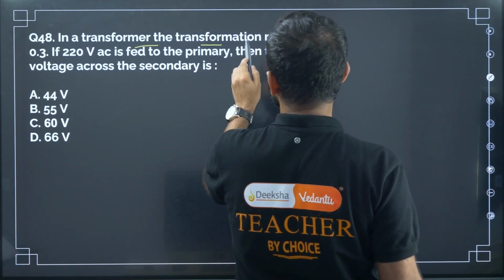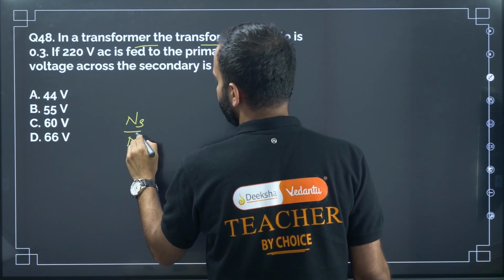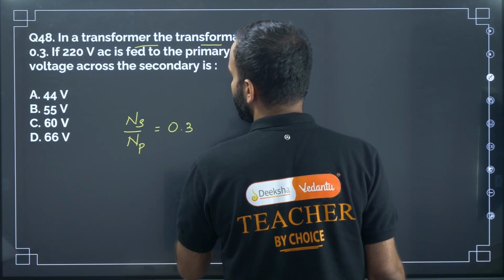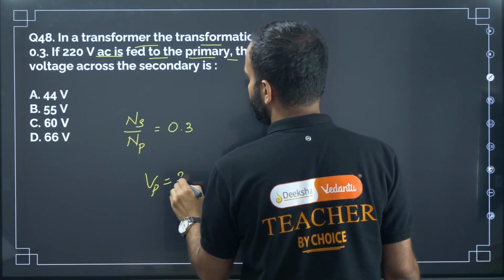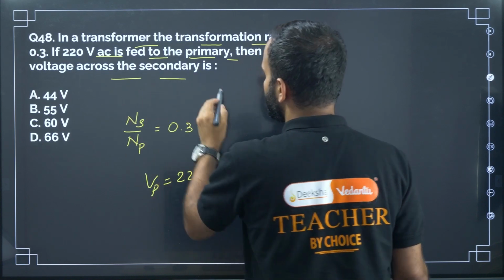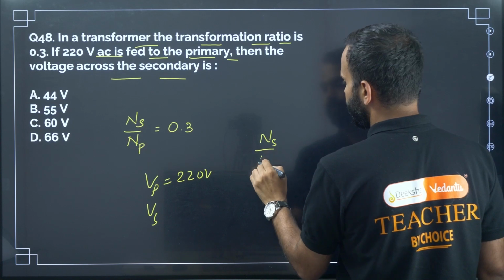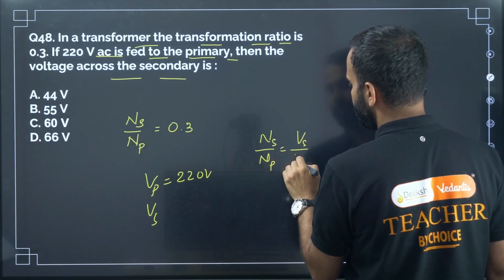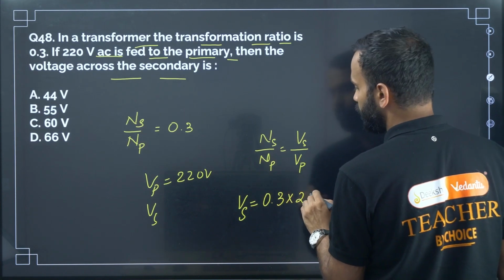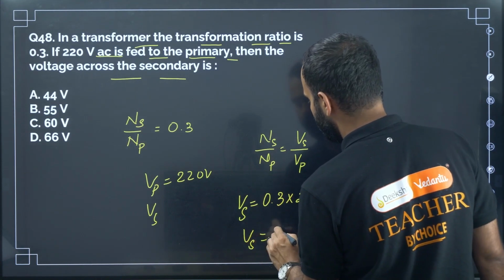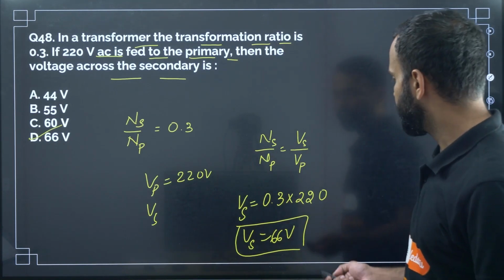Question number 48. In a transformer, the transformation ratio is 0.3. That is Ns by Np is 0.3. If 220 AC is fed to the primary, that is Vp is equal to 220 volt, then the voltage across the secondary. We need to find Vs. Again, the direct question. Here Ns by Np is equal to Vs by Vp. We need to find Vs. Vs equal to Ns by Np is 0.3 into Vp is 220 volt. So now Vs is equal to 66 volt. The correct option is D.